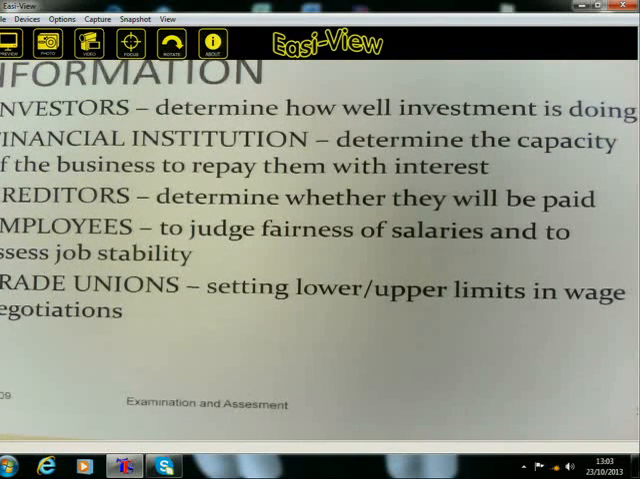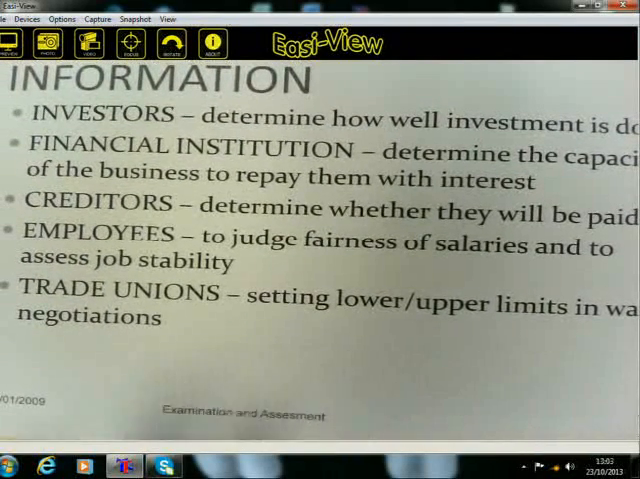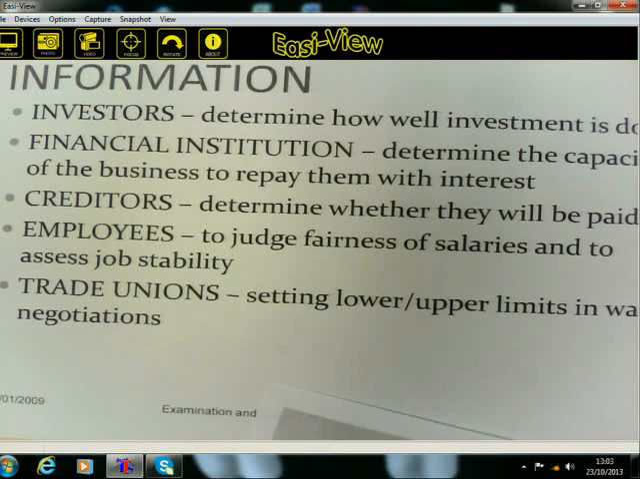I'm just rushing through everything because I know this is what we have done. It is just to remind you why we have to do the financial statements.